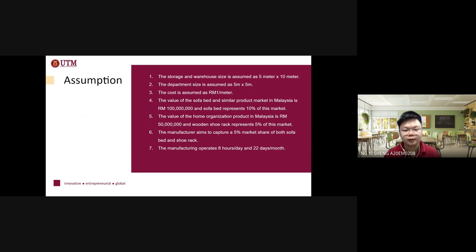The value of sofa bed or similar product market in Malaysia is 100 million, and the sofa bed represents 10% of this market. The value of home organization product in Malaysia is 50 million, and the wooden shoe rack represents 5% of this market. The manufacturer aims to capture 5% of market share of both sofa bed and shoe rack. The manufacturing process operates 8 hours per day and 22 days per month.